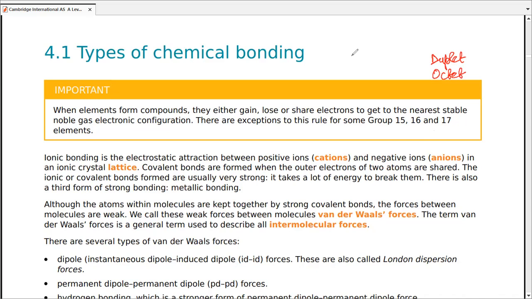No, sir. Okay, so moving on. When elements form compounds, they either gain, lose, or share electrons to get the nearest noble gas configuration. There are exceptions to this rule for some group 15, 16, 17 elements. Not just that, there will be many exceptions with the transition elements.